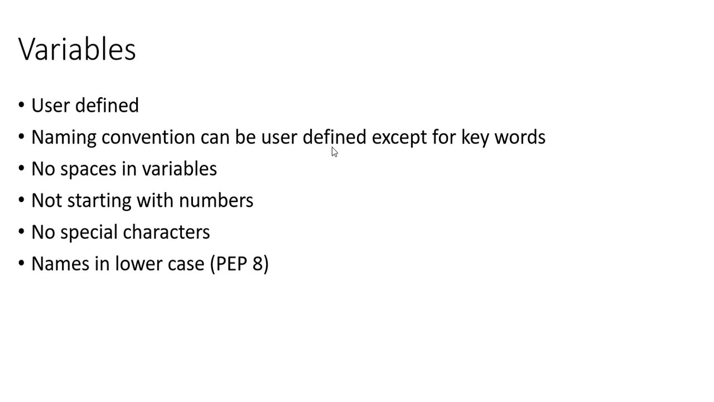Okay, so the names of the variable should not be keywords, and there should not be any spaces in variables. If possible, you can use underscores, and a variable should not start with numbers, and there should not be any special characters. The name should be in lowercase as in any other programming languages. Here it is called PEP 8 standards, which is the Python coding standards.